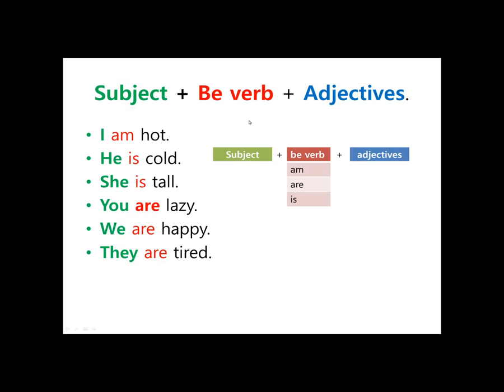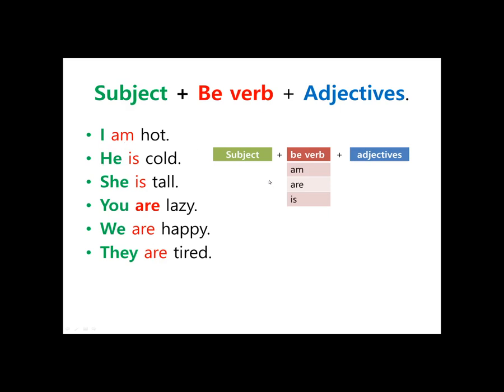So this is good if you want to describe something simply, as in a sentence. So, I am hot. He is cold. She is tall. You are lazy. We are happy. They are tired. So for these, we need to pay attention to the be verb, because the be verb changes depending on the subject. Because we have I am, but we say he is or we are. So this has to change.